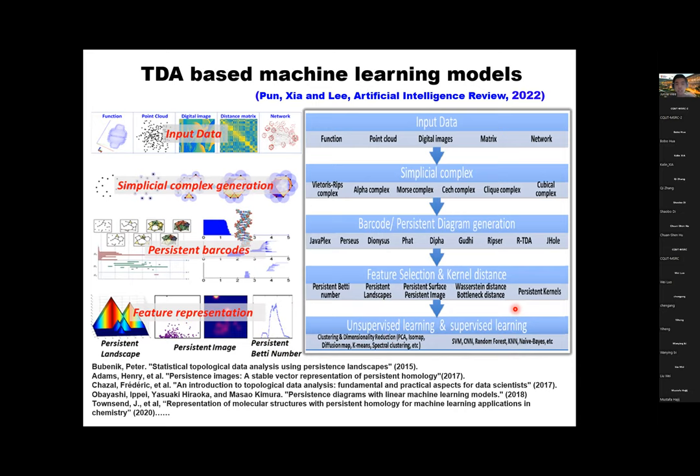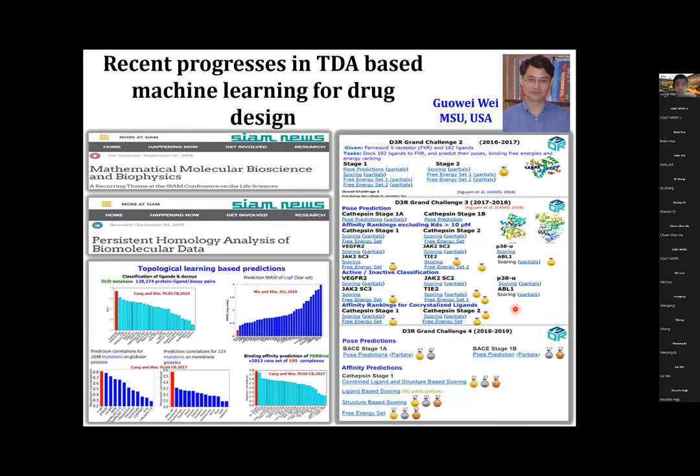One of the key motivations for tapping into this TDA is also the success of TDA-based machine learning models for drug design. Professor Wei's group from Michigan State has worked a lot on building these TDA machine learning models for molecular property prediction. They build all these models and participate in the D3R Grand Challenge, which is like an Olympics competition in this molecular property prediction field. They have managed to use TDA-based machine learning and achieve many medals in this D3R Grand Challenge, as you can see here, also in successive years and in different categories as well.